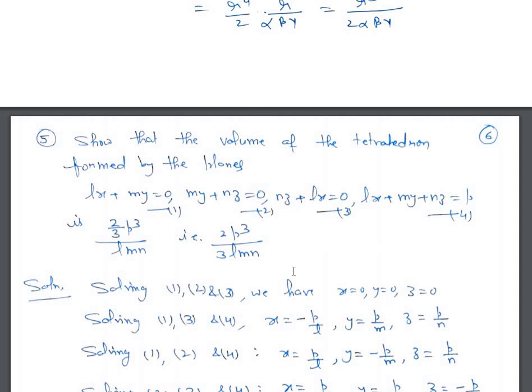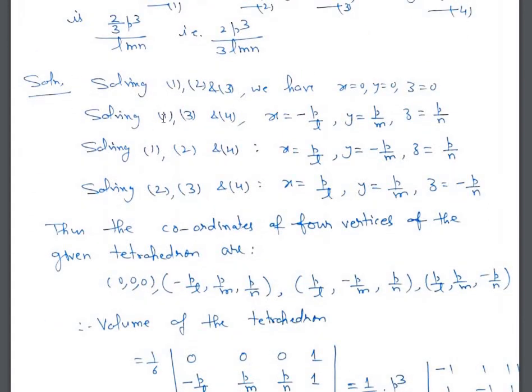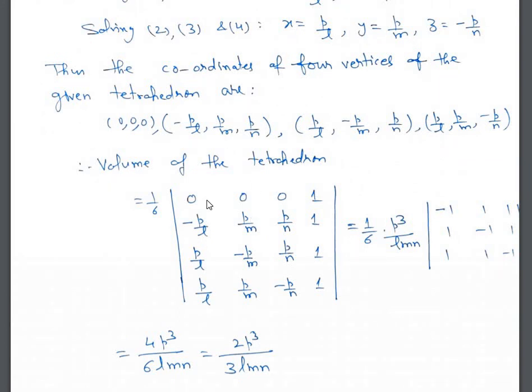If we solve equations 1, 2 and 3, we get coordinates as (0, 0, 0). If we solve 1, 3 and 4, we get these coordinates. Solving 1, 2 and 4, we get coordinates (p upon l, minus p upon m, p upon n). And similarly, when we solve 2, 3 and 4, we get the coordinates (p upon l, p upon m, minus p upon n). So therefore the volume of the tetrahedron is 1 upon 6 times the determinant with rows 0, 0, 0, 1; then minus p upon l, p upon m, p upon n, 1; then these, and then 1; then p upon l, p upon m, minus p upon n, 1.